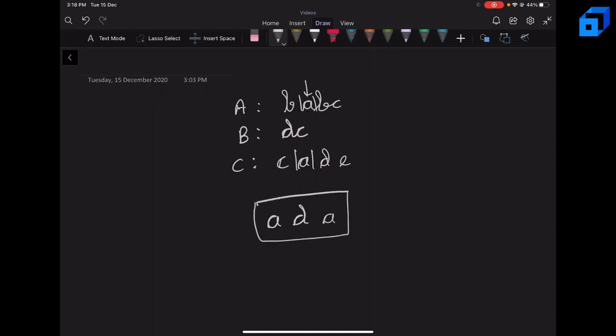So basically we don't have any use for B. If A and C have a common character, then we will definitely get a palindrome. But what if they don't have a common character? Can we get a palindrome?